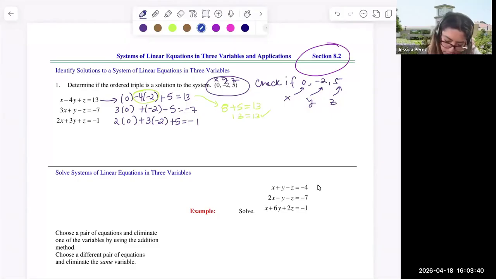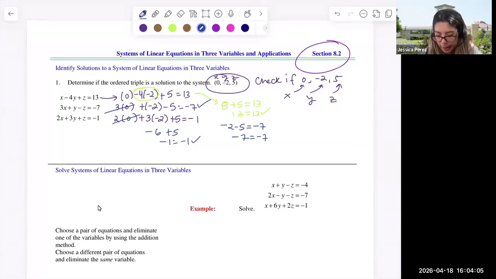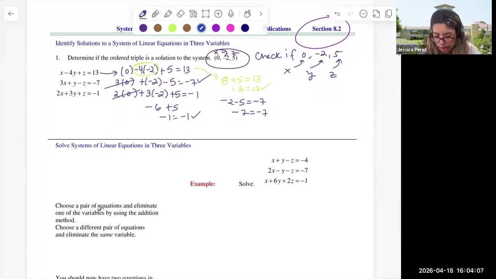The next one, it's 3 times 0, that's 0. I have a -2 minus 5. Does that give me a -7? Yes, -7 is equal to -7. They are both true. And the last one, 2 times 0 is 0. 3 times a -2, that's a -6 plus 5. That's a -1. Does that equal -1? Yes. So all of those 3 equations have been satisfied. Now, this is just to check.